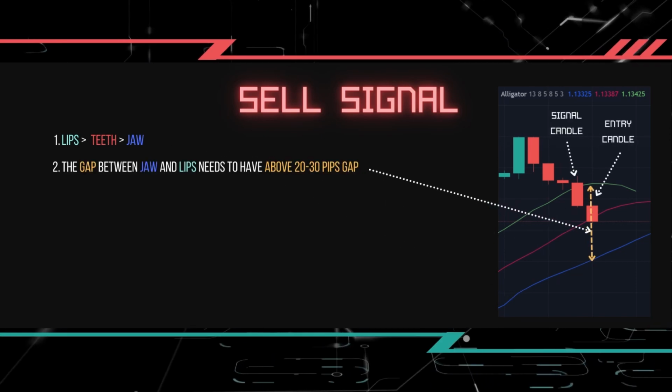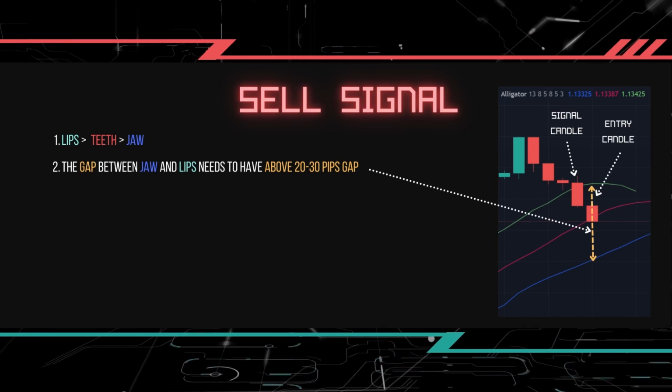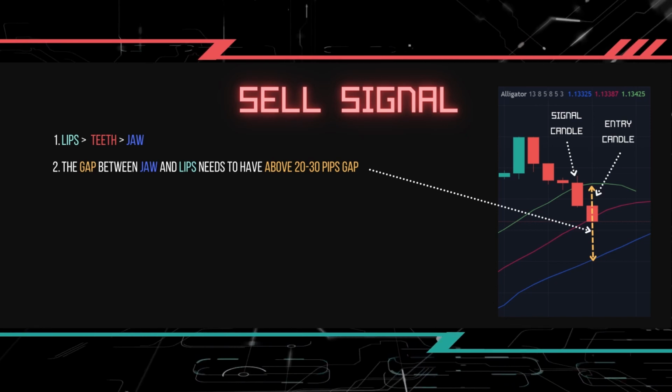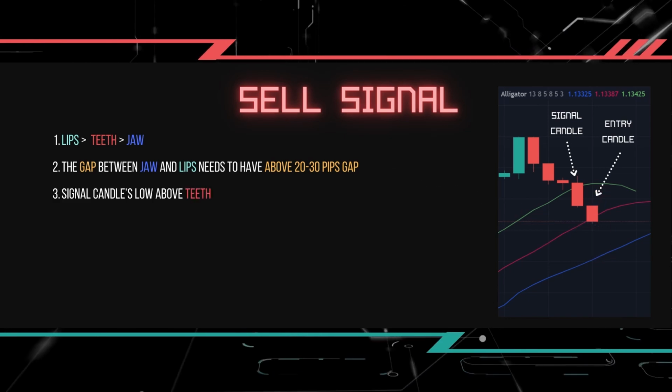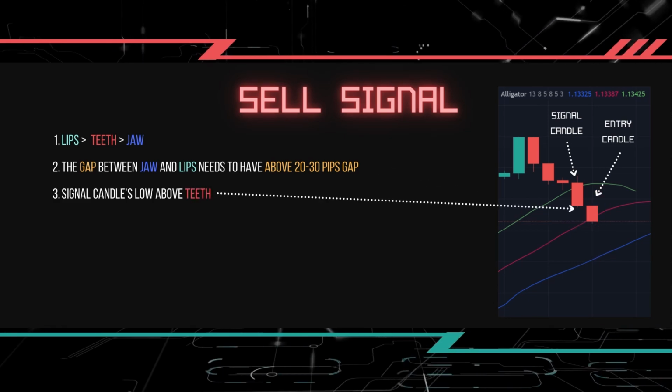Second, the gap between jaw and lips needs to be larger than 30 pips. This is important to show that the alligator is not sleeping, and it is already hunting bears and bulls. Third, the signal candle's low needs to be above the alligator's teeth.